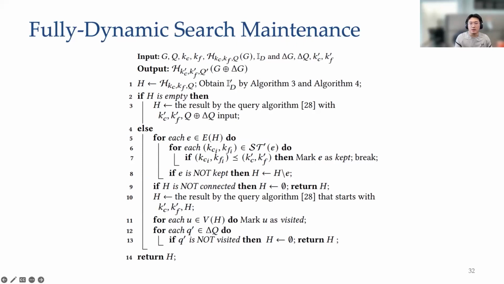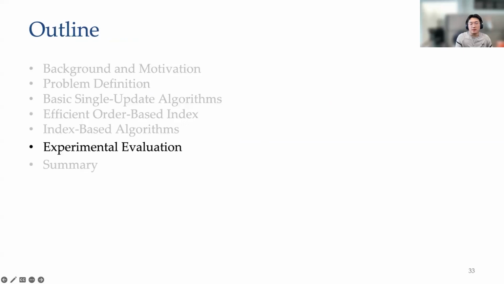We consider all edges in the given query result before applying the edge updates, and find those whose trust needs can dominate or equal KC prime, KF prime, and mark them as capped. After inspecting trust needs, we check the connectivity, and also conduct searching based on edges by the index-based query algorithm. Finally, we check the containment of Q prime in the resulting community. In this chapter, we introduce our batch update algorithms.